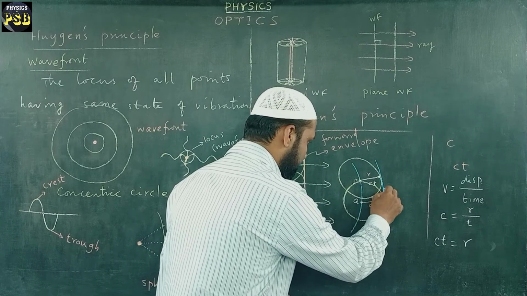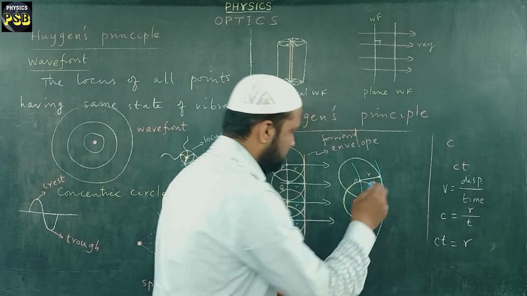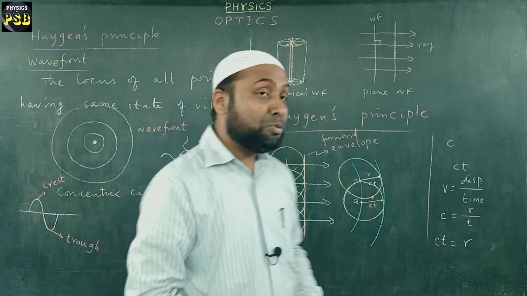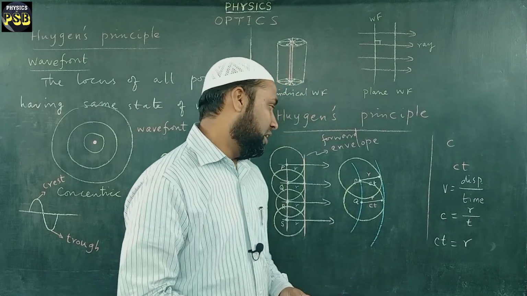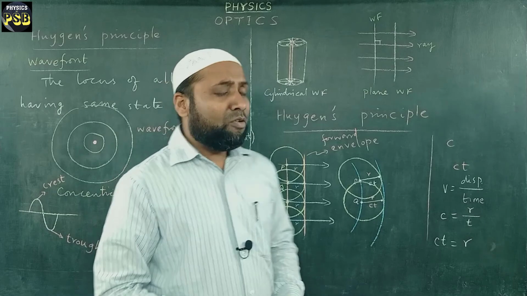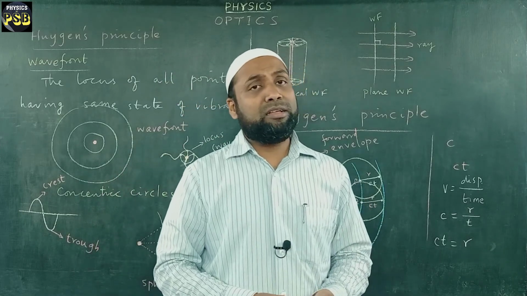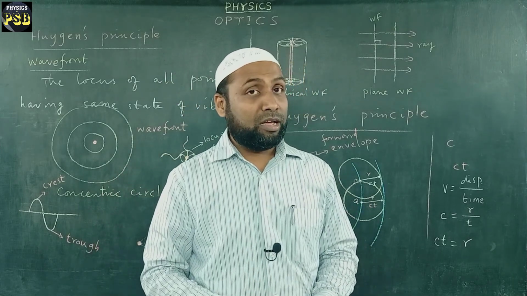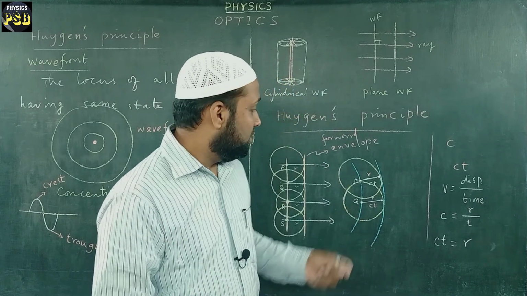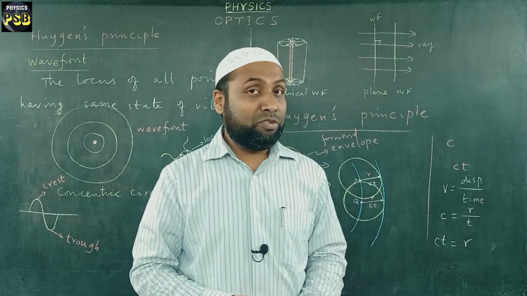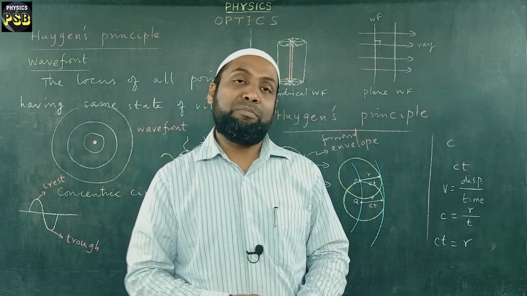Then a forward envelope gives me the new position of the wavefront at time t. This is how one can easily obtain the new position and the shape of the wavefront, if you know the initial position of that particular wavefront.